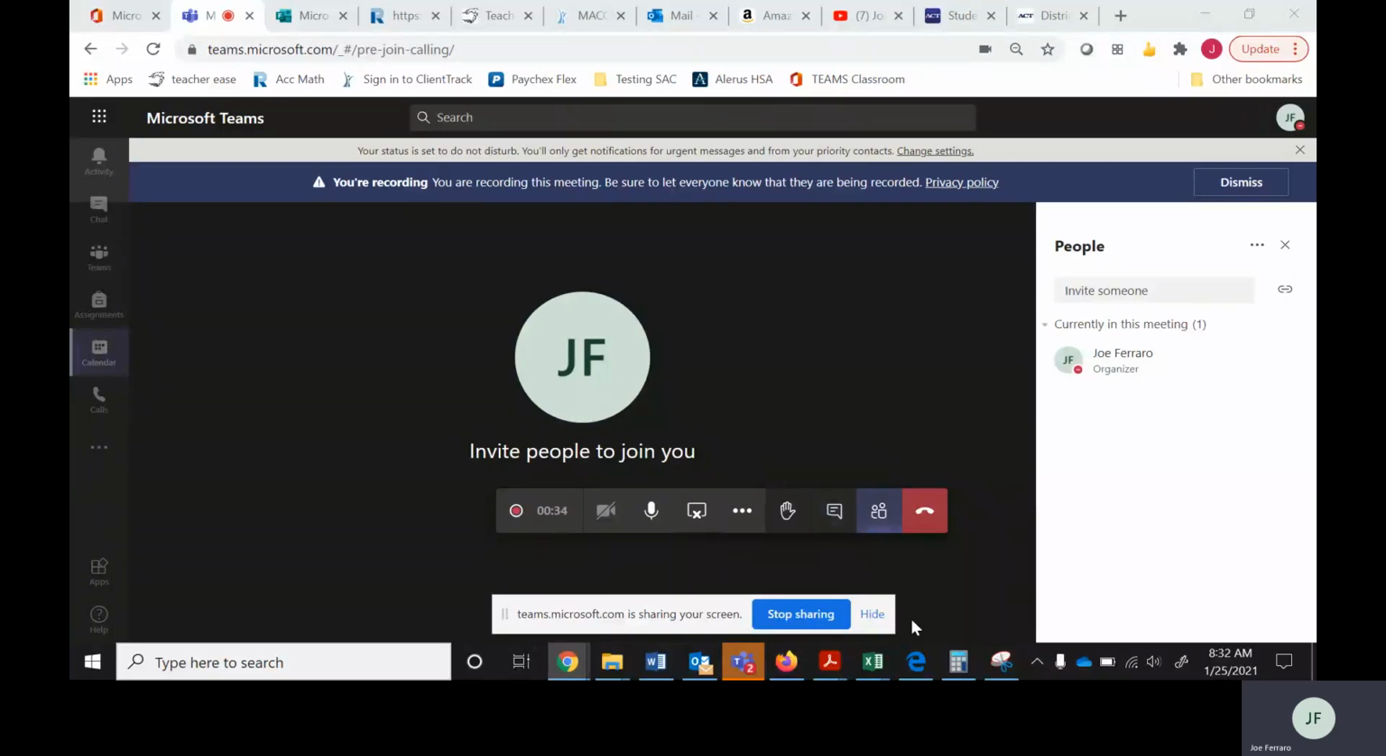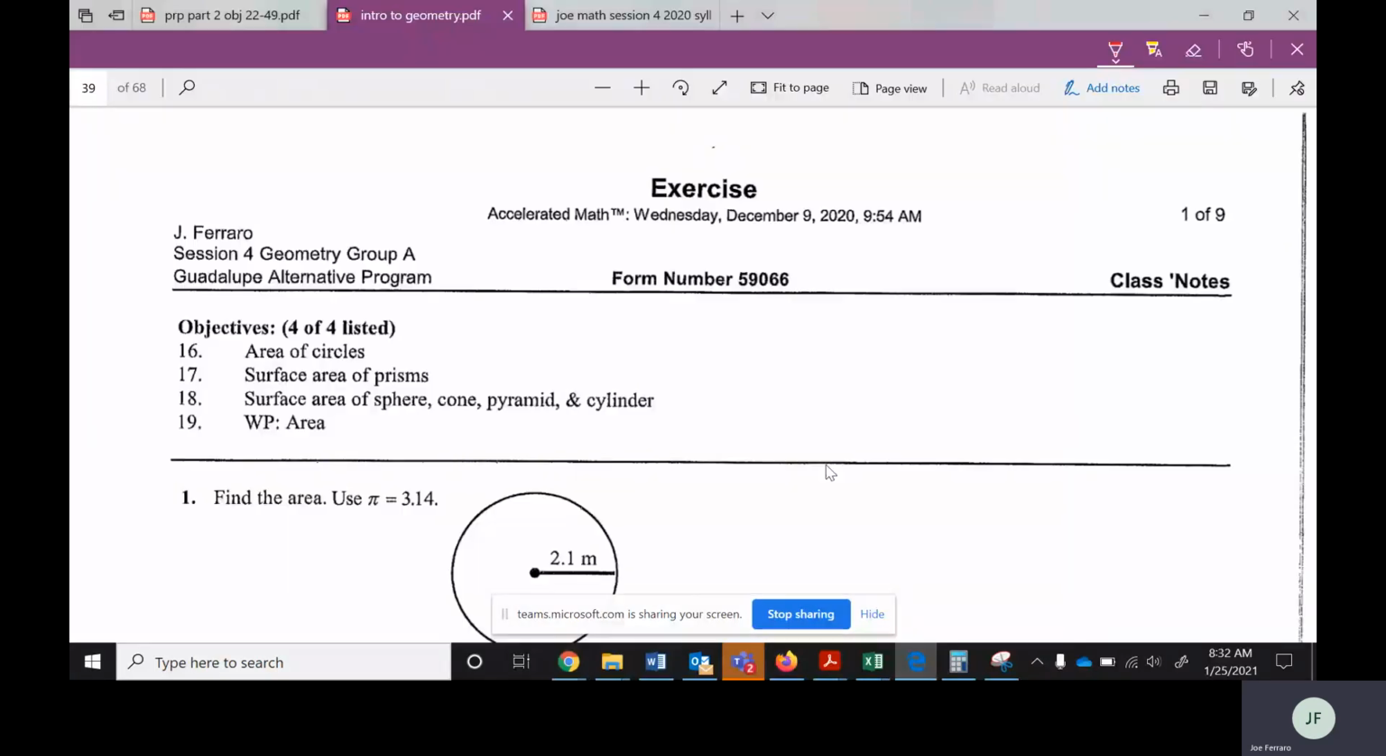So open up your packets. If you don't have your packets, hit pause. Go get that. Then you're going to open this page. So the first thing you're going to see is the section is set up for 16 to 19. But I'm going to make a little change there.